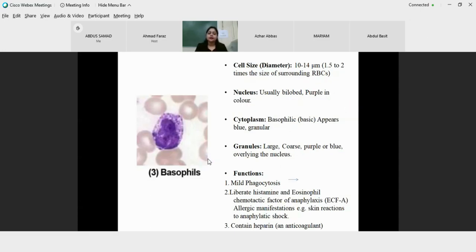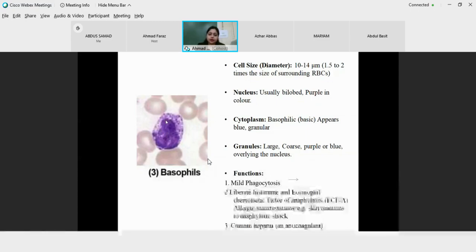Then the third cell of the granulocyte lineage is the basophil. The cell size is the same as the other two, that is 10 to 14 micrometer diameter, 1.5 to 2 times the size of surrounding red blood cells. The nucleus is bilobed. In this picture it is not very clear, but it is again bilobed, and the color of the nucleus is purple.